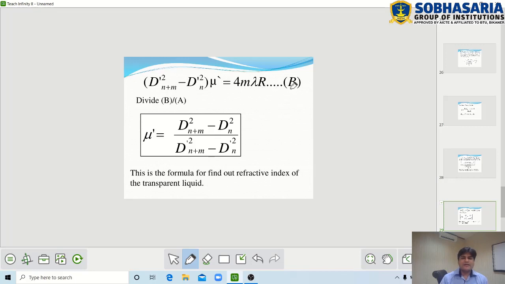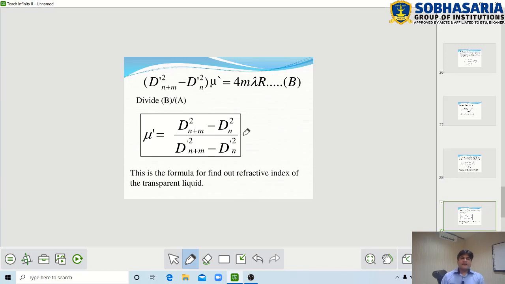This is equation B. Now dividing equation B by A, we get the refractive index mu dash equal to Dn plus m square minus Dn square divided by D dash n plus m square minus D dash n square. This is the refractive index of the transparent liquid inserted between the plano convex lens and the plain glass plate.